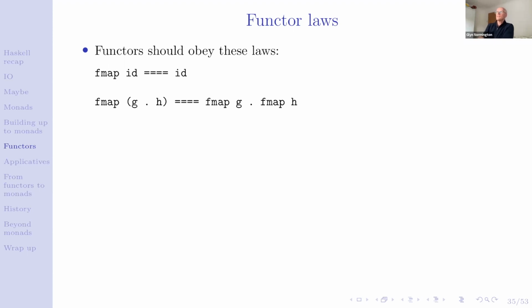Functors have some laws. Not going to dwell on this, but they're pretty straightforward. If you take the identity function id and fmap that, you're not going to change the structure, so you don't change the values. So it's the same as id applied to the value. And taking a composition of two functions, g and h, is the same as fmapping one and then fmapping the other, and composing the two together.